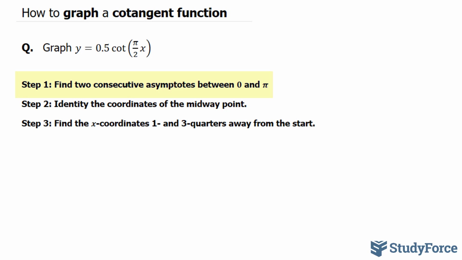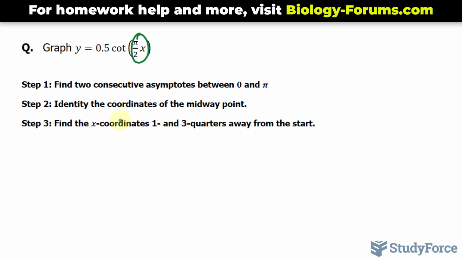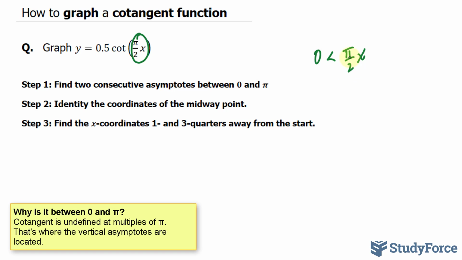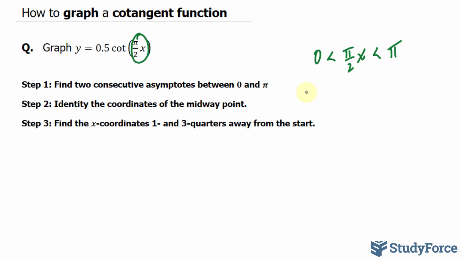So what I'll do is take this part of my equation and write it as an inequality where 0 is less than pi over 2 x, our angle, which is less than pi. And we'll solve for x. To do this, I'll first try to get rid of pi over 2, so I'll multiply everything by 2. If I multiply everything by 2, I end up with 0, pi x, and 2 pi.